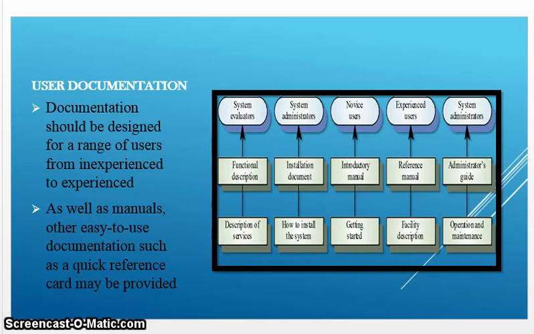User documentation of user interface. Documentation should be designed for a range of users from inexperienced to experienced users, and as well as manuals, other easy to use documentation such as a quick reference card may be provided. These are the important types of user documentation: system evaluators, system administrators, novice users, and experienced users. According to the type of user documentation, the output and the functions are predicted and involved.